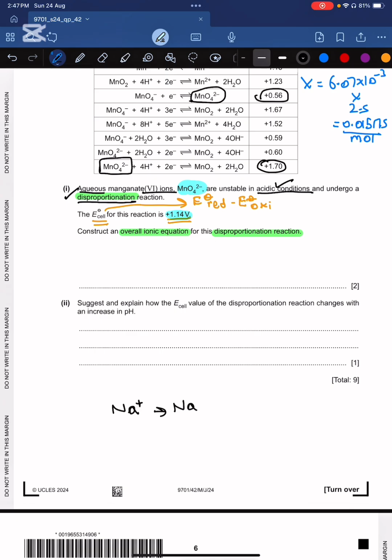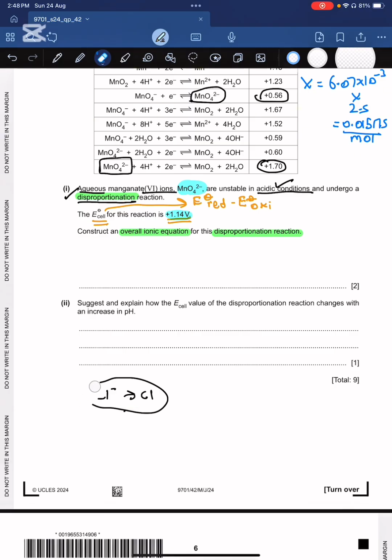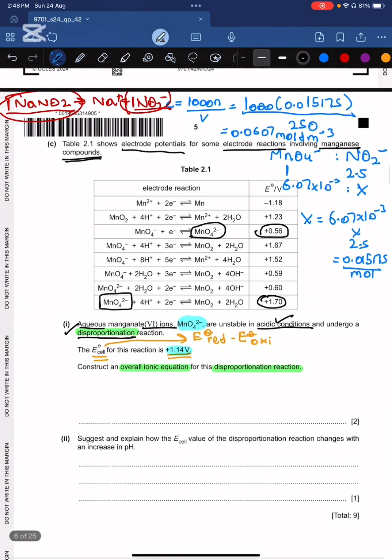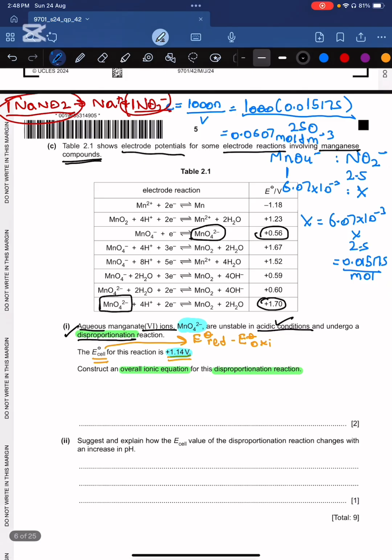What does it do? It gains an electron. So you could remember positive E naught value, gaining of electron, reduction. Similarly, if I have, let's say, a chloride ion, it goes to a chlorine atom. What does it do to go to its neutral state? It loses an electron. So negative E naught value, lose electron, oxidation.